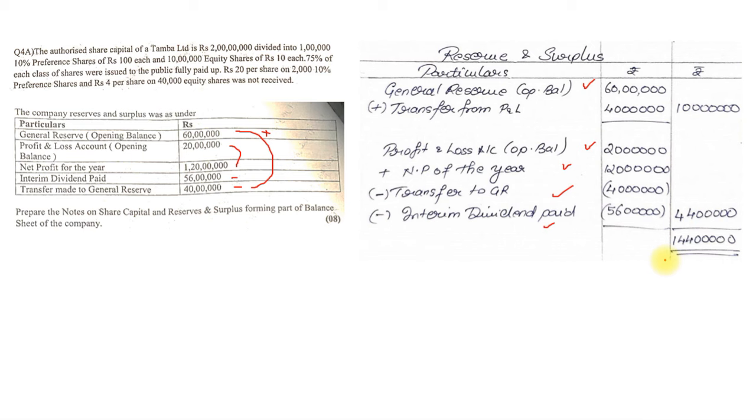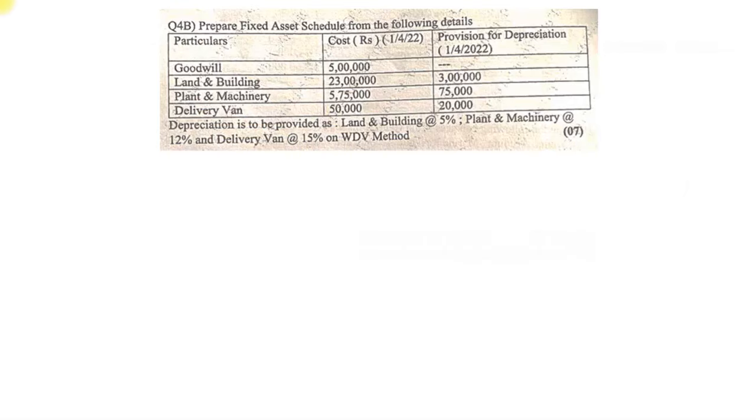Okay, so these were the way you all had to make the share capital and the reserve and surplus notes. So this was question number 4A, costing 8 marks. Now, along with this, there was question number 4B. Let us see now what is that. I hope everyone has understood this.